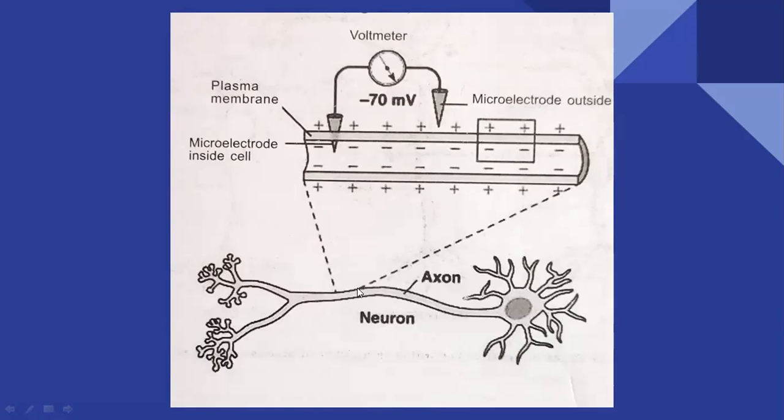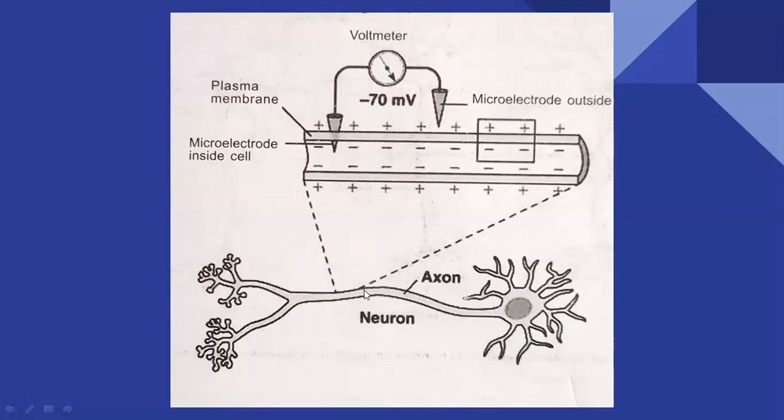And when the neuron is in work, what is the work? Generating the action potential and transferring the action potential to the neighboring neurons. When the neurons are doing their work, the potential changes from minus 70 to plus 30 millivolts. So the change in this potential is called action potential.